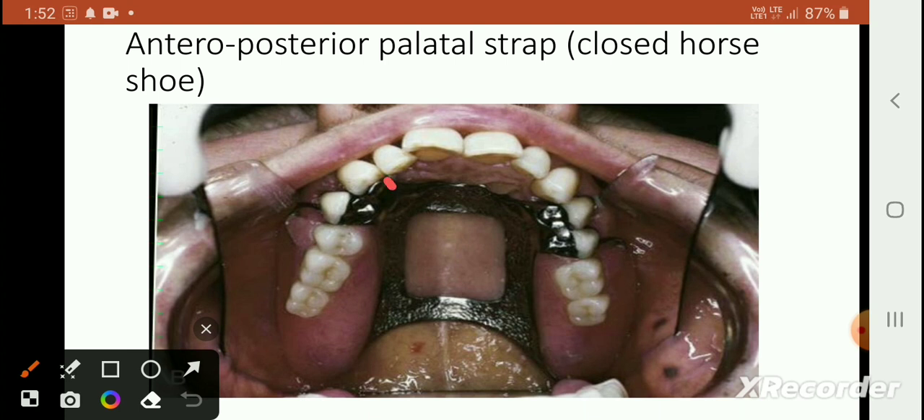This is the anterior border. The anterior border should be located in the valley between the rugae crests. This is the rugae crest area. Suppose these are the rugae crests, so the anterior border should be present here. The rugae crests are present in the anterior hard palate, and the anterior border of the anterior posterior palatal strap should be located in the valley between the rugae crests.